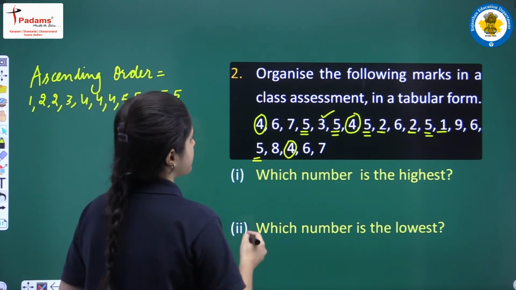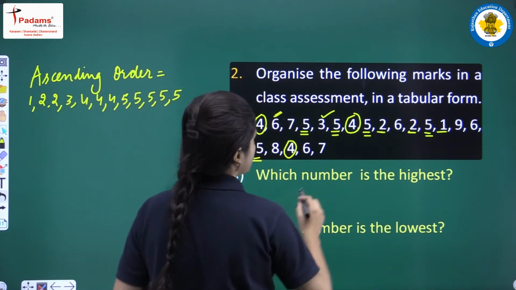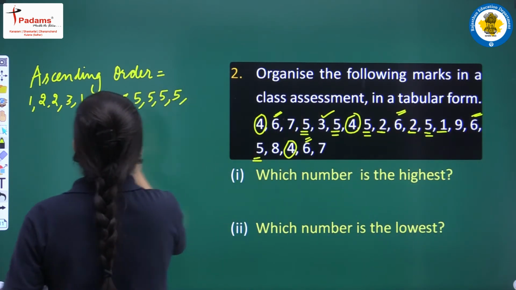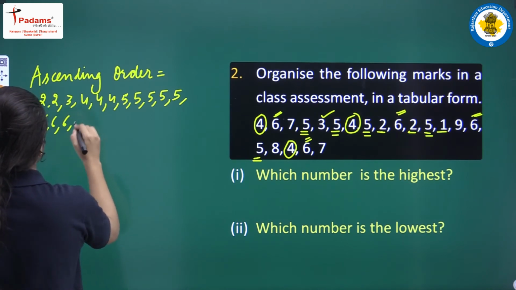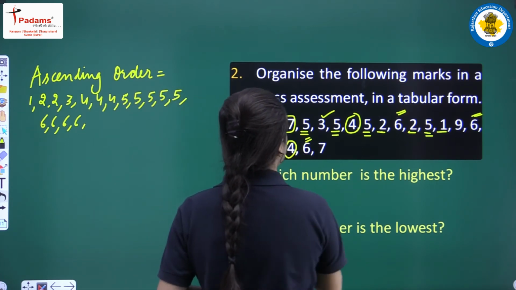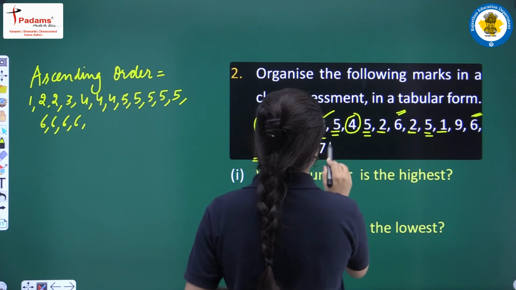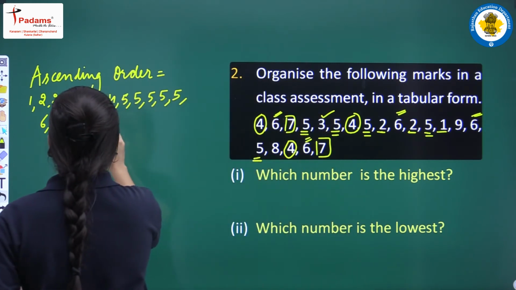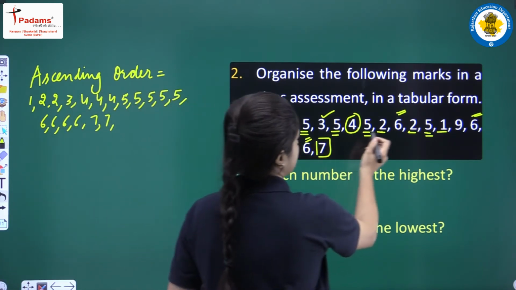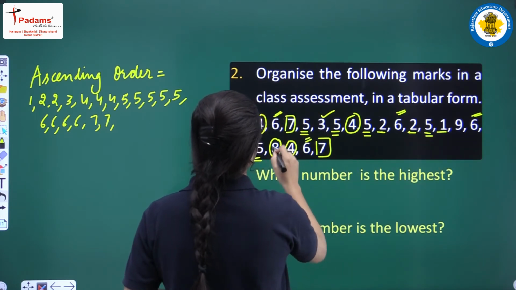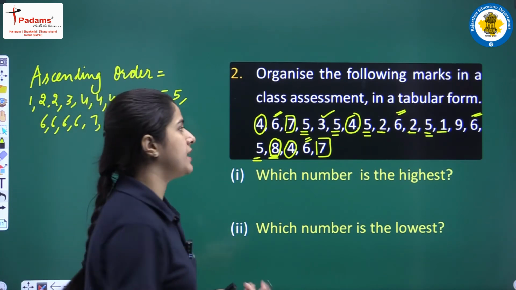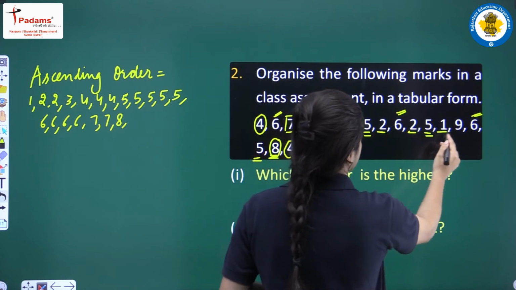Now 6. 6 is coming 4 times. Now 7. 7 is coming 2 times. Now tell me how many times 8 is coming. 8 is coming only 1 time, that is only once. Now about 9, how many times is 9 coming? Only 1.